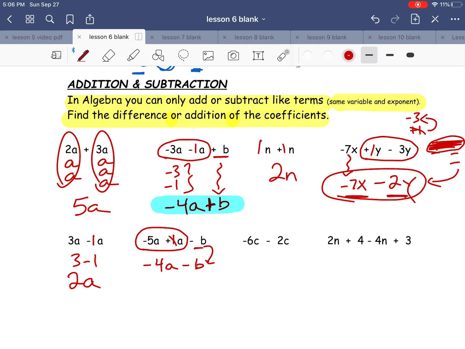Then I have my next one. I have a negative 6 minus 6 and a minus 2. I interchanged minus and negative. It means the same thing. Okay, so this is a minus 2 and a minus 6.